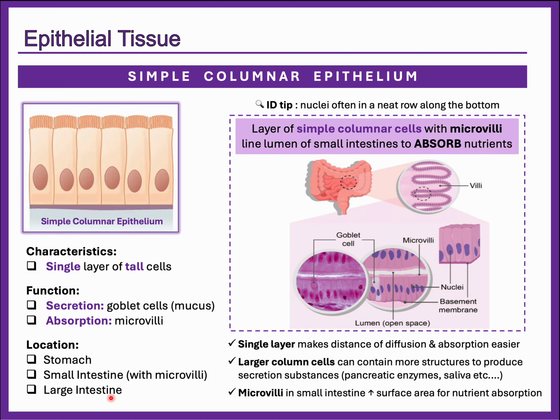And let's just talk about something before, right? They're a single layer, which makes distance of diffusion very easy and absorption very easy, right? But again, just like the cuboidal cells, they are larger column cells, so they can contain many more structures to produce secretions, right? Remember I said like the example of pancreatic enzyme or saliva, right? Well, let me tell you about this one.